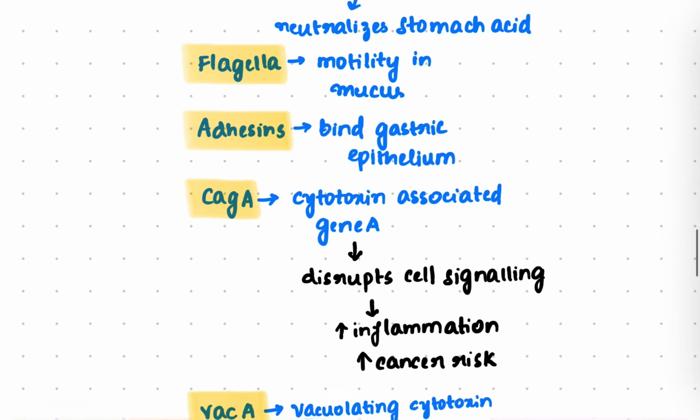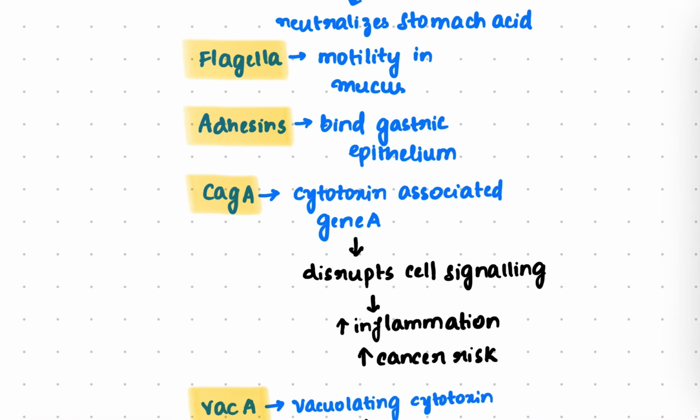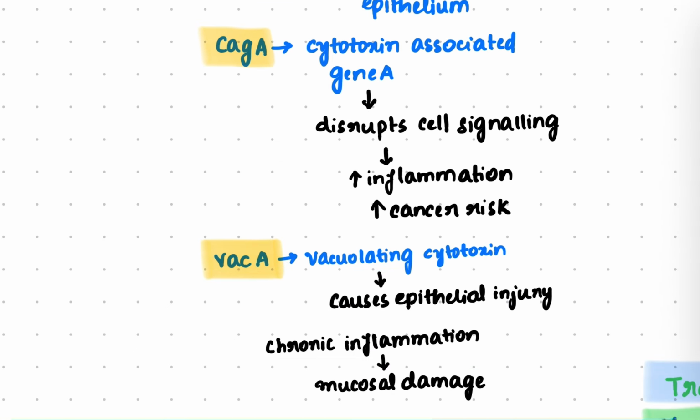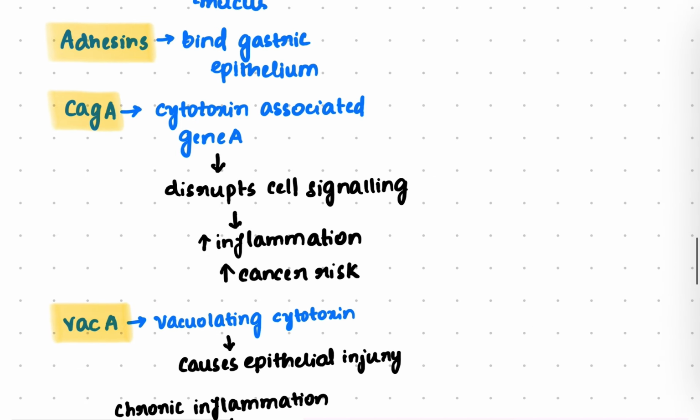And next, the virulence factor is CagA. CagA stands for cytotoxin-associated gene A. It will disrupt cell signaling. It is very important because it helps in the inflammation process and also increases the risk of cancer. So CagA is an important virulence factor of Helicobacter pylori. And next is VacA, the vacuolating cytotoxin. It causes epithelial injury, and all these cause chronic inflammation and finally mucosal damage.